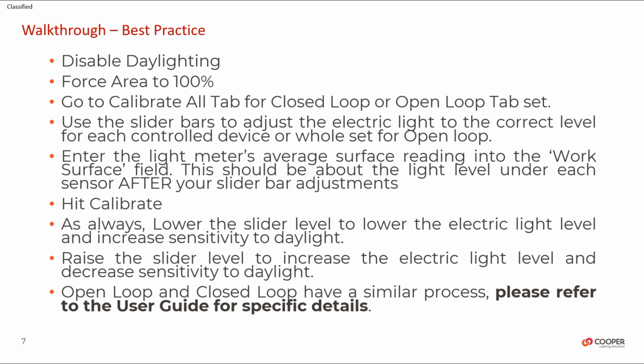Hit calibrate. As always, lower the slider level to lower the electric level and increase the sensitivity to daylight. Raise the slider level to increase the electric light level and decrease the sensitivity to daylight. Open loop and closed loop have very similar processes, and please refer to the user guide for any specific details.